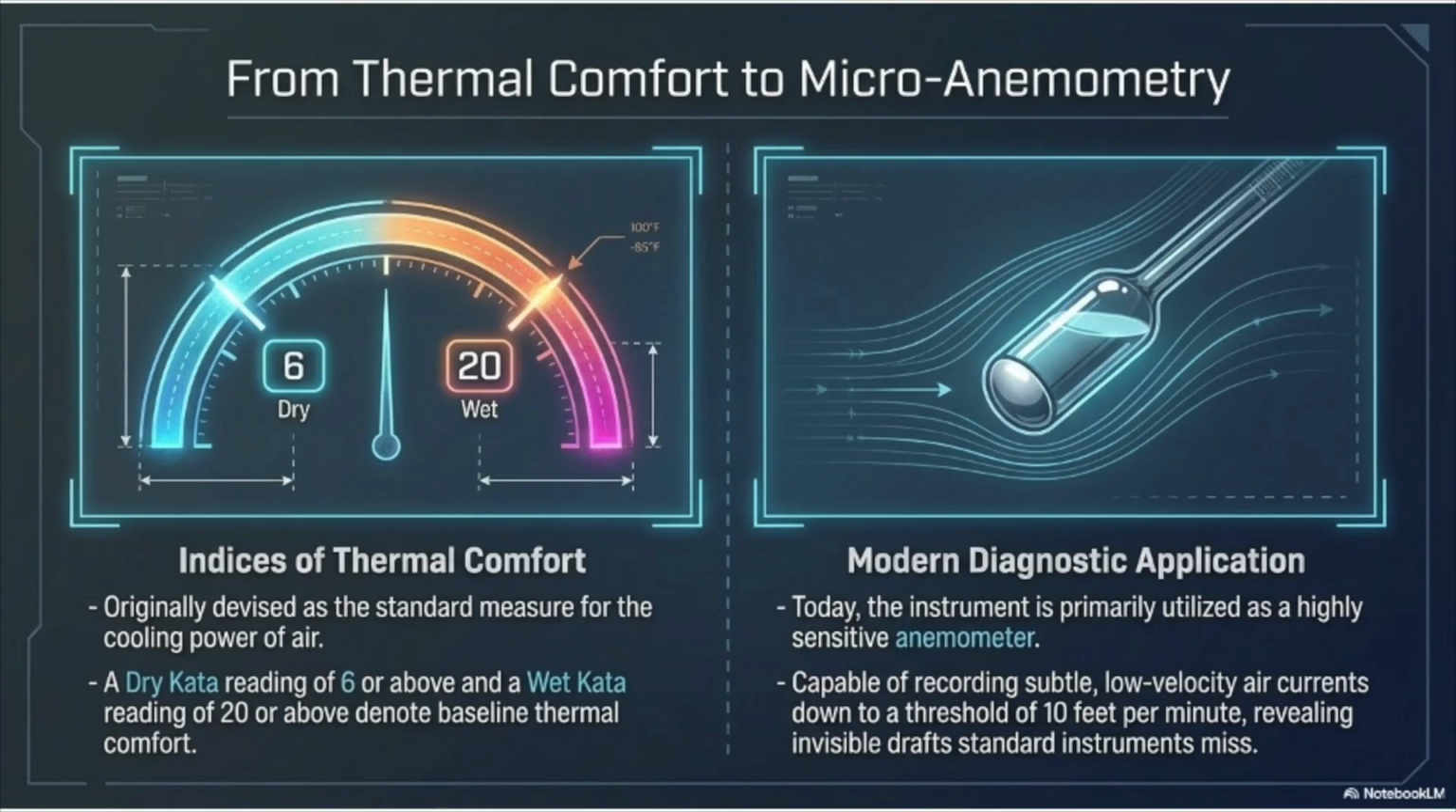From measuring thermal comfort, this instrument has evolved into modern micro anemometry. Originally, kata readings were devised as the standard measure for the cooling power of air, where a dry kata reading of 6 or above and a wet kata reading of 20 or above denote baseline thermal comfort. Today, the instrument is primarily utilized as a highly sensitive anemometer, capable of recording subtle low velocity air currents down to a threshold of just 10 feet per minute, revealing invisible drafts that standard instruments often miss.